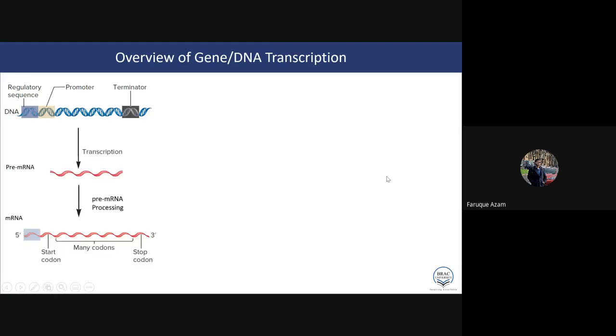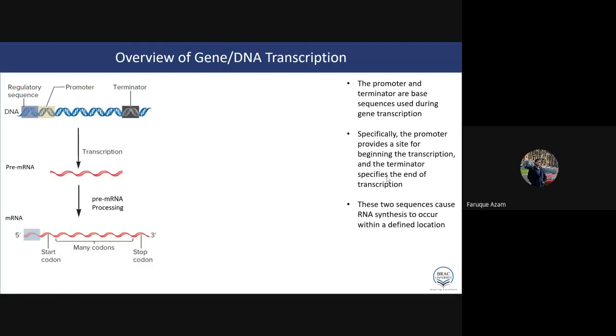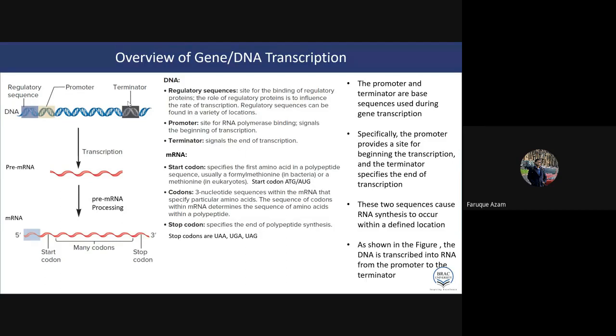We have also seen this figure last week. The basic structure of a gene is composed of a regulatory sequence and then a promoter where the transcription will start, and then the coding sequence. The coding sequence will form the RNA, and those codons will be translated in the translation, and at last the termination sequence. We have seen this in the last class.